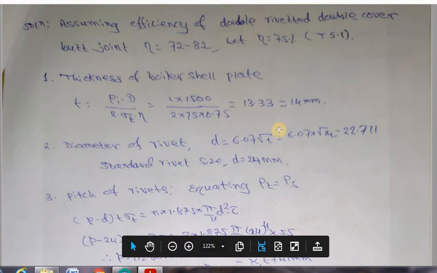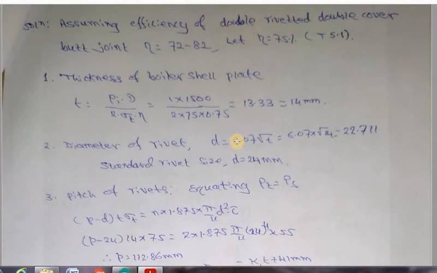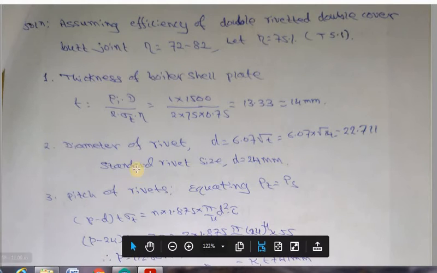Second is the diameter of rivet. Since the thickness is more than 8 mm, Unwin's formula can be directly used. Unwin's formula here is 6.07 root of t. With t as 14 mm, we get 22.7 mm. So standard rivet size d is 24 mm, the nearest size from the table; again I have to refer to the table for standardization. After this step, only the first step is different, remaining steps are the same as the earlier example whatever I calculated.